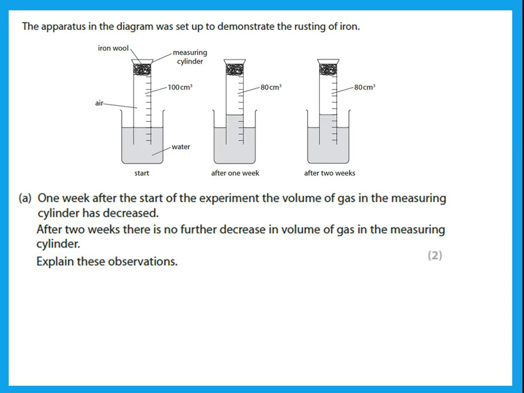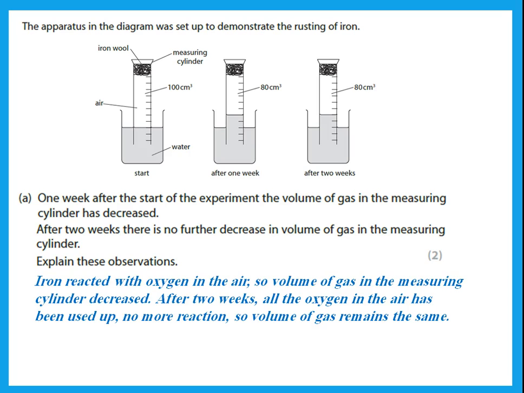Okay, the apparatus in the diagram was set up to demonstrate the rusting of iron. 1 week after the start of the experiment, the volume of gas in the measuring cylinder has decreased. Remember that we said if you put iron wool at the top, the water rises to replace the oxygen that is used up in rusting. So after 2 weeks, there is no further decrease in volume of gas in the measuring cylinder, and you're supposed to explain all of these. Why did the water rise after 1 week? And then why did the water not change after 2 weeks?